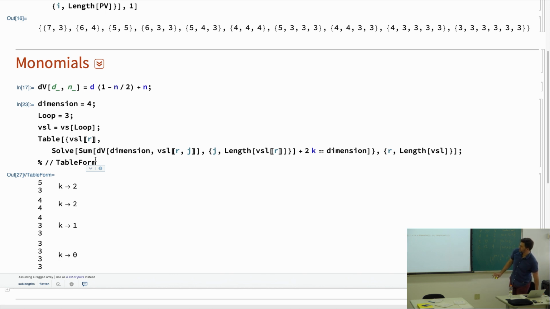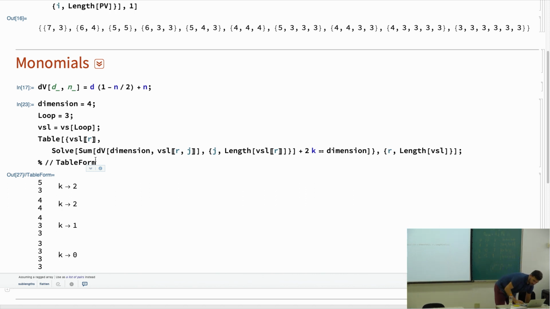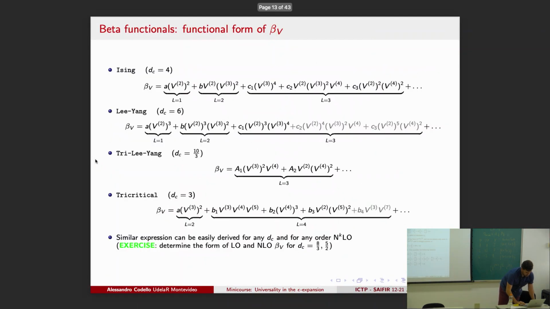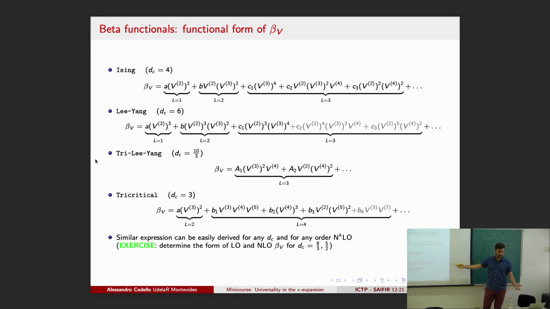Let me see. Okay, in a moment I will come to that. So let me finish this thing, then I will explain, as I understand your question. Now the outcome of this analysis is that you can run this for each one of our upper critical dimensions and for each one of our loop orders. So we know, for example, that the Ising model gets contributions at every loop order.